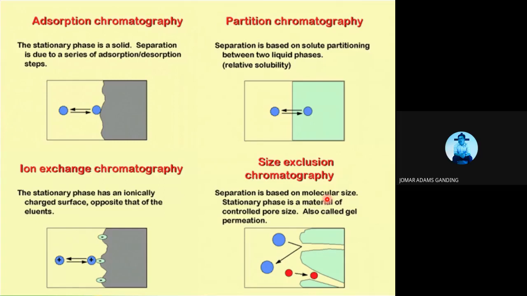Is it helpful? It is very helpful if both of your samples have the same adsorption and the same solubility, and you know that there are two different components in there that you want to separate. You separate them based on their size and their shape using size exclusion chromatography. And last but not the least is ion exchange chromatography, whereby you separate your compounds based on their ionic charges. If you have an anionic resin, you will be attracting the positively charged cation. If you have a cationic resin, you will be attracting the anion.